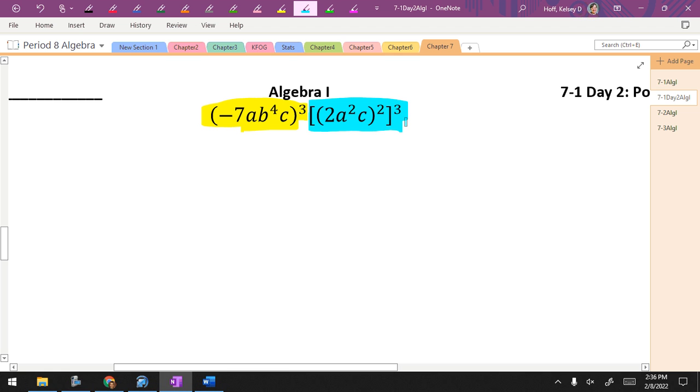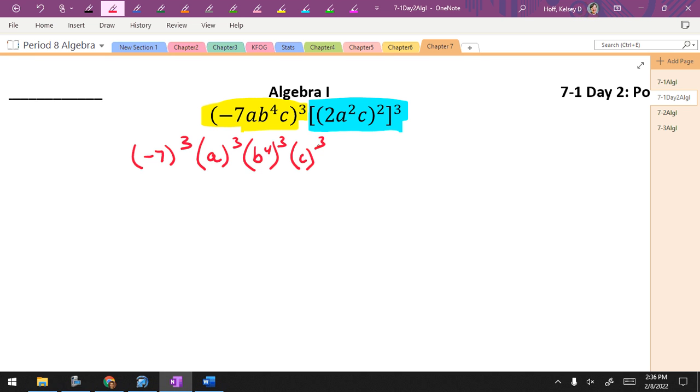That 3 on the outside has to be shared with everything on the inside. So negative 7 gets the third, A gets the third, B to the fourth gets the third, and C gets the third. I would not put negatives and exponents into your calculator. In my mind, I have 3 negatives. Is my answer positive or negative? Negative. Could I put 7 to the third in my calculator? 100%. But the negative part, the calculator is only as smart as the input operator. It only does what you put in there.